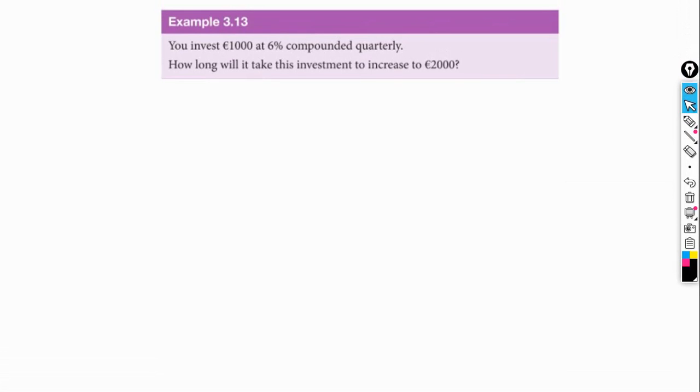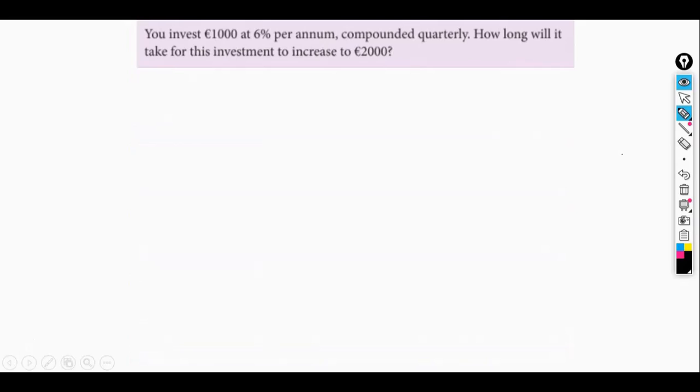Now we'll do example 3.13. And it says, you invest 1,000 euros at 6% per annum, compounded quarterly. How long will it take for this investment to increase to 2,000 euros? So this would be then that 1,000 times 1 plus 0.06 over 4, because it's compounded quarterly, to the power of 4 times the number of years. When is this going to equal 2,000?